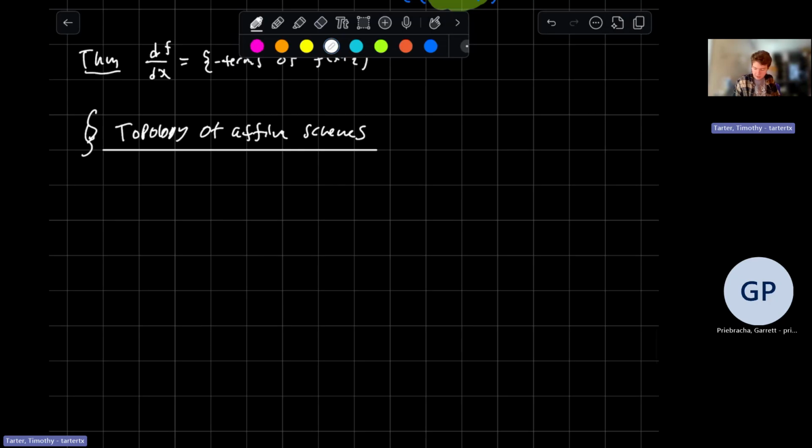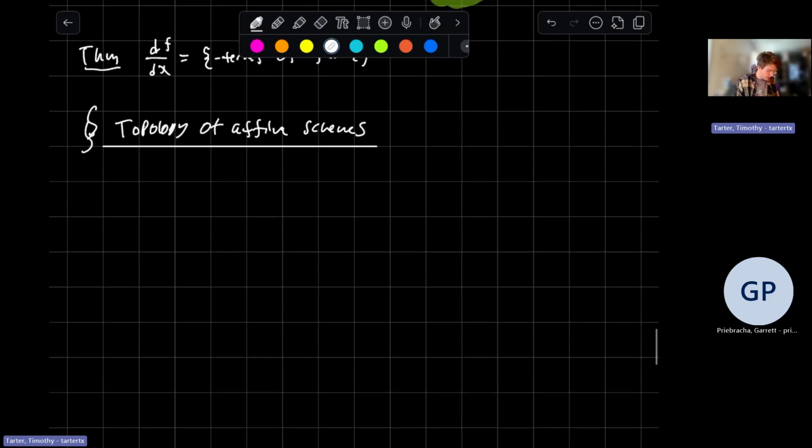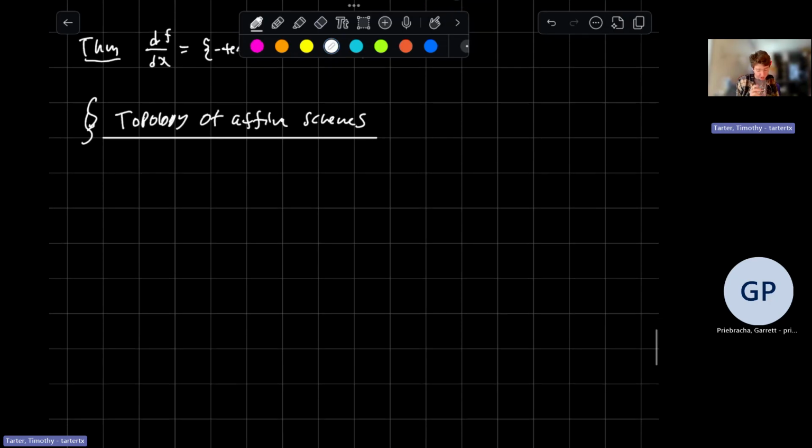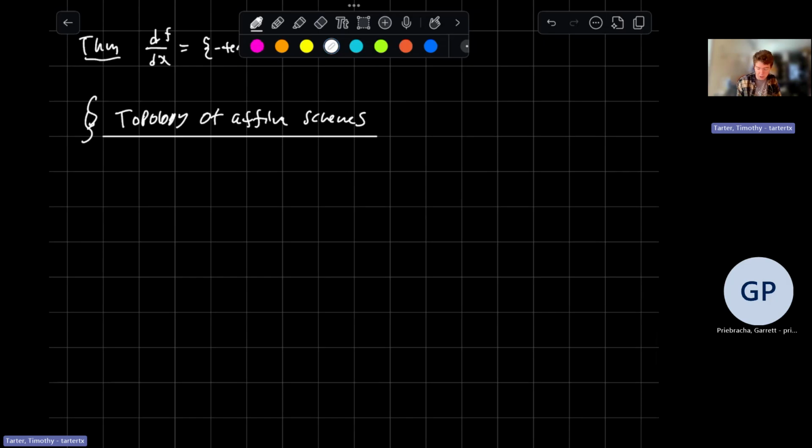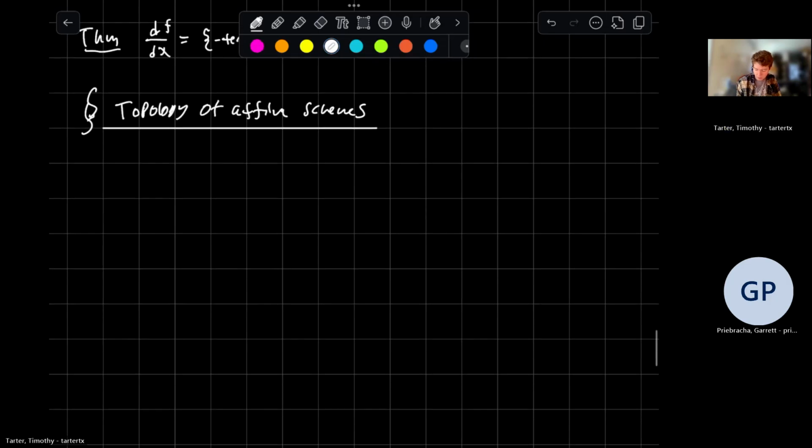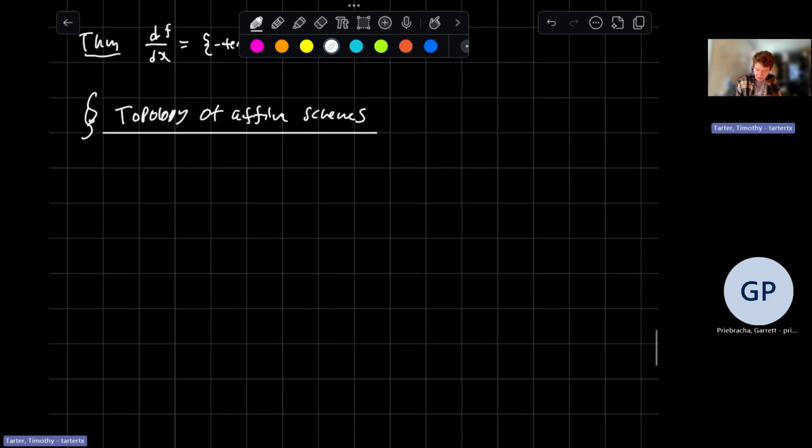So now we will introduce the Zariski topology on the spectrum of a ring, not just on varieties or affine space. Consider the affine plane, which is in bijection with Spec C[x, y].